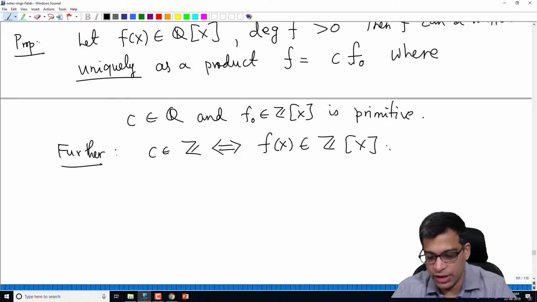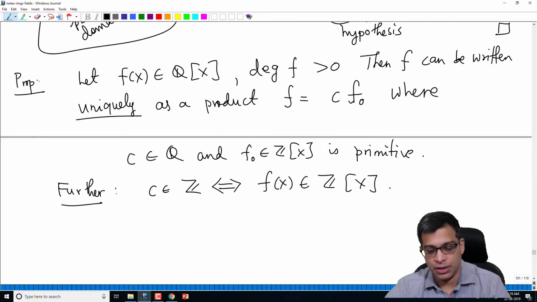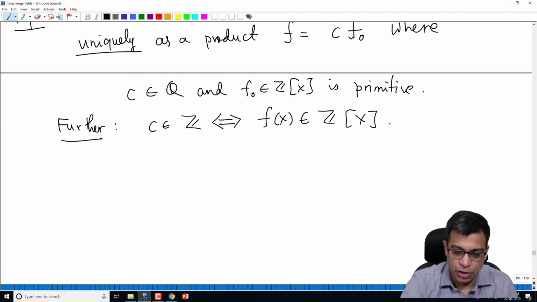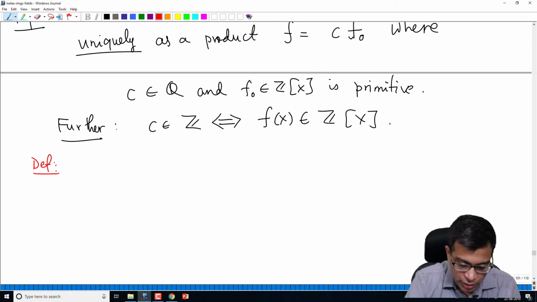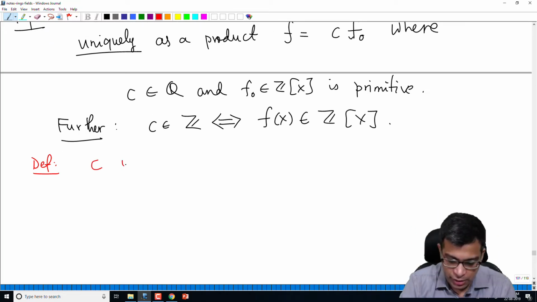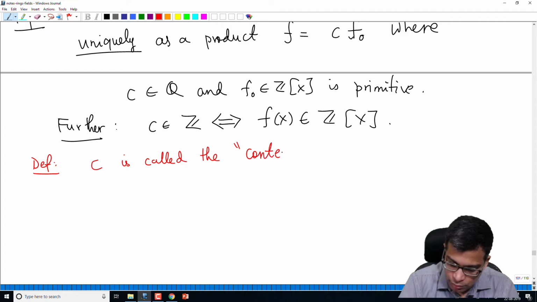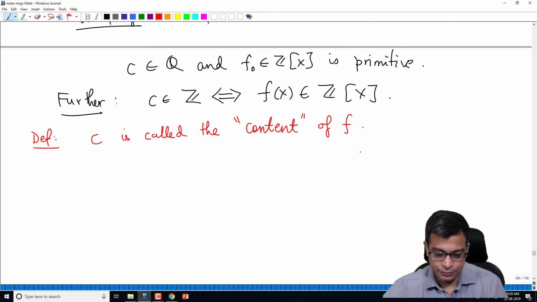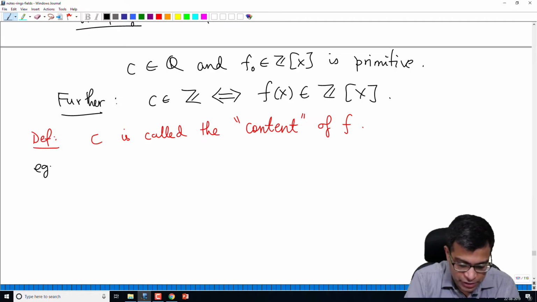Okay, C belongs to Z if and only if f(x) is in Z[x]. Remember, we started with a rational polynomial. The C that we get is an integer if and only if the rational polynomial is in fact an integer polynomial. So the definition is: C, remember this is a unique factorization, so C is something uniquely attached to a rational polynomial. C is called the content of f. Before I prove this, let me first give you an example.